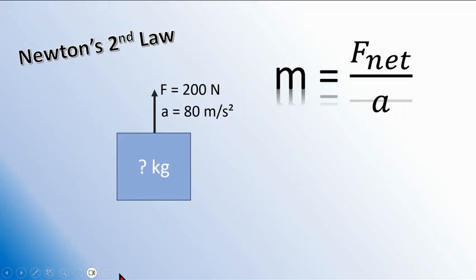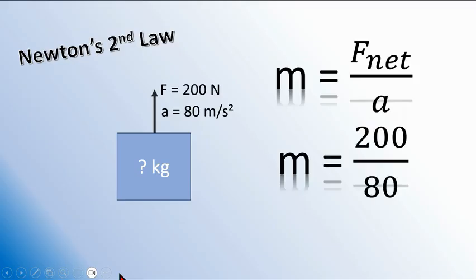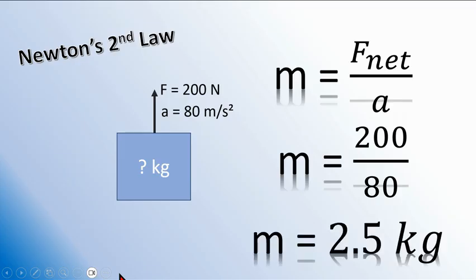All right, so here's an example of finding the mass. If we know that there's a net force of 200 going up, and we know an acceleration of 80 meters per second squared, then we can find the mass. Mass would be 200 divided by 80, which would be 2.5 kilograms.